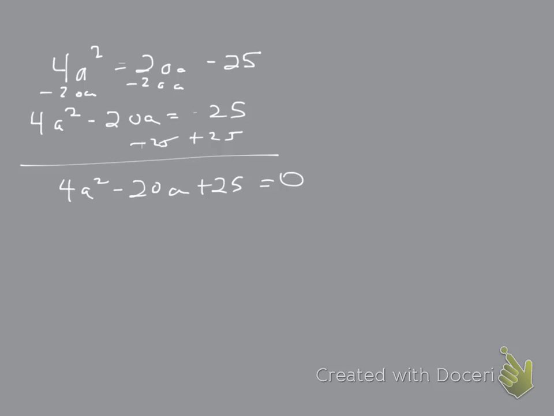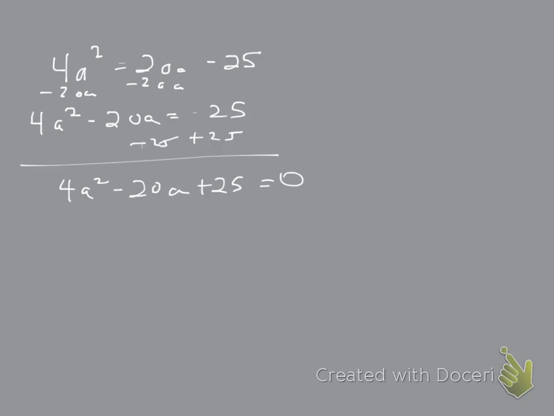Does the 0 always need to be on the right? It doesn't always have to be. I like my first term to be positive. Okay, so, next step. GCF. What's our GCF? Does 4 go into 25? No, so the GCF is 1, so there is no GCF.